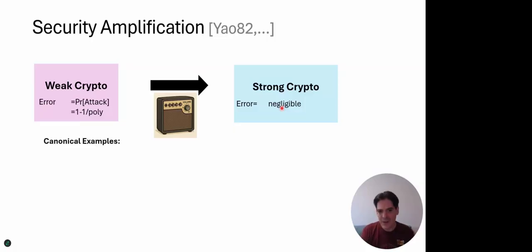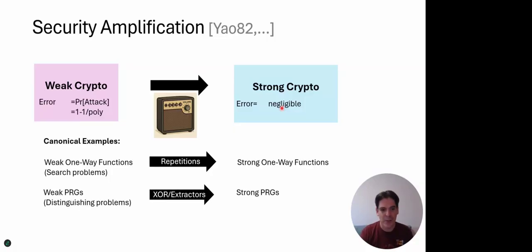Okay, and there are quite a few canonical examples that we all know in this domain. So, for example, the example of weak one-way functions that can be converted into strong one-way functions by using repetitions. This is due to Yao. And more generally, typically when we have search problems, we can use repetitions to amplify them, for example, in signatures. Another famous example is the example of distinguishing problems, for example, weak pseudo-random generator that can be turned into strong pseudo-random generator either via the use of XORs, the XOR lemma, or via the use of randomness extractors.